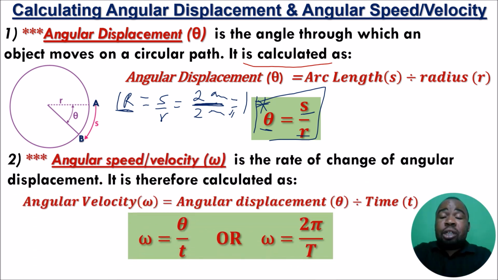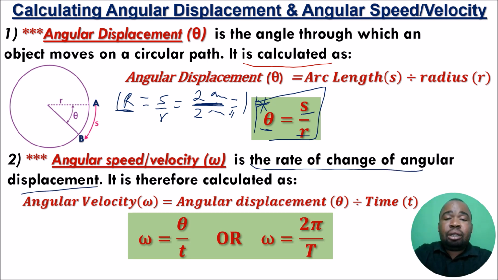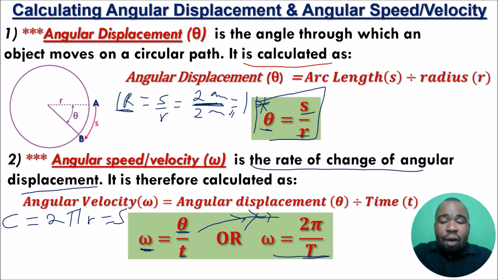Now, angular speed, we said, is the rate of change of angular displacement, and our angular displacement is s over r. Rate means with respect to time, so angular speed is angular displacement per unit time. But this equation can transform and take another shape. The question is how. Let's try to derive the other equation. We know that when an object has gone through the circumference, it has gone through a distance 2 pi r. This is now our s.